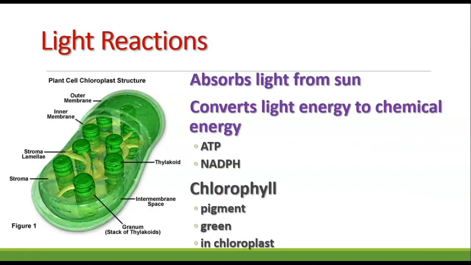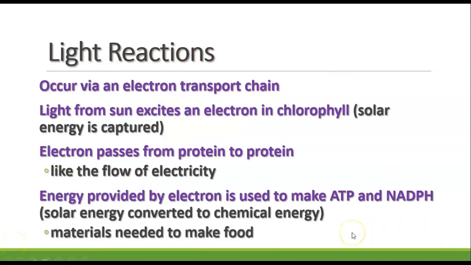So to sum up, in the light reactions, remember, we're going to absorb energy from the sun and convert it to chemical energy in the form of ATP and NADPH, and this happens because there is chlorophyll in the thylakoid membranes in the chloroplast that allow this to happen. The series of molecules in the thylakoid membrane that allow this to happen is called an electron transport chain.